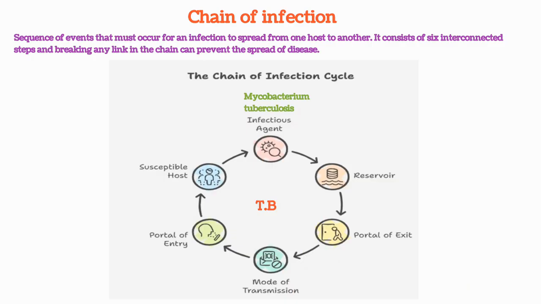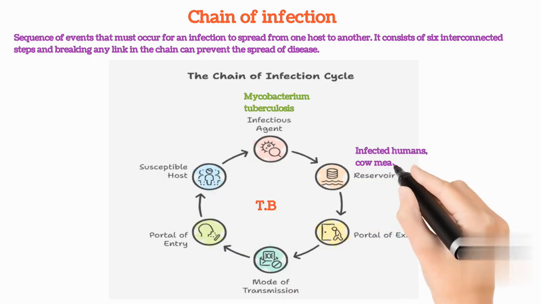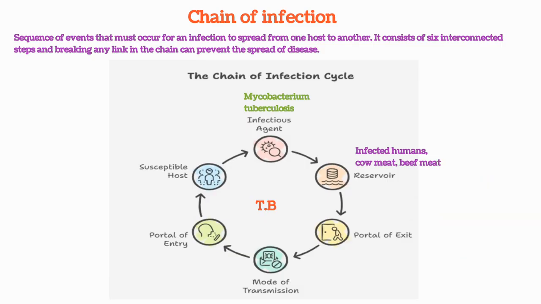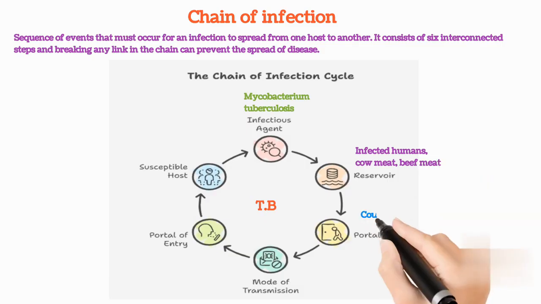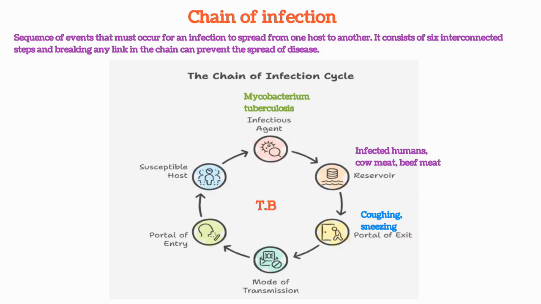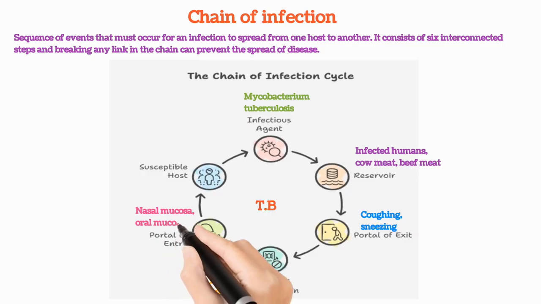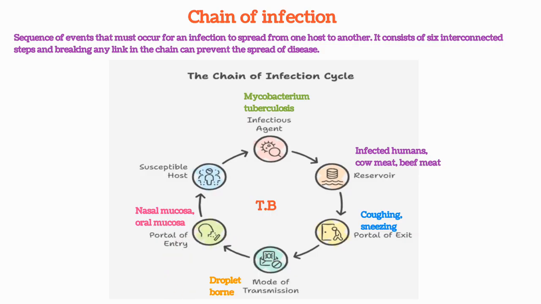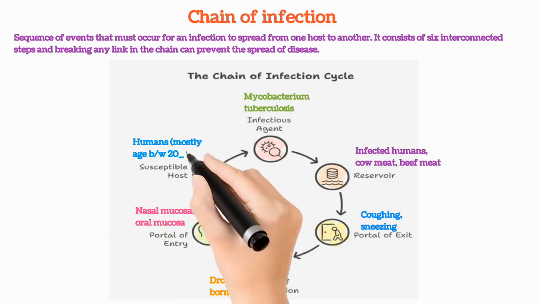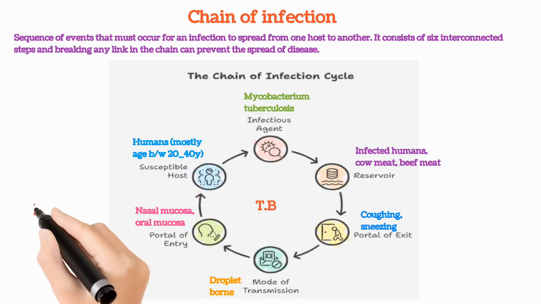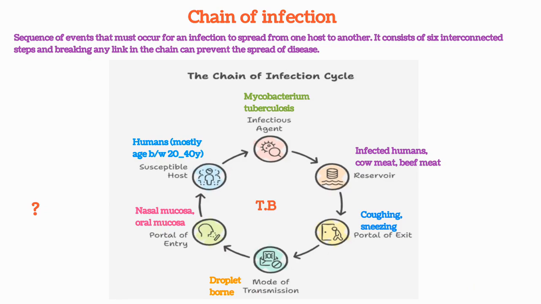And the reservoir includes infected humans or the TB patient, and also resides in cow or beef meat. And through coughing and sneezing, Mycobacterium tuberculosis leaves the infected person. And through droplets in the air, it reaches the nasal mucosa or the oral mucosa of another susceptible host, which are basically humans, mostly of age between 20 to 40 years, but can occur at any age.